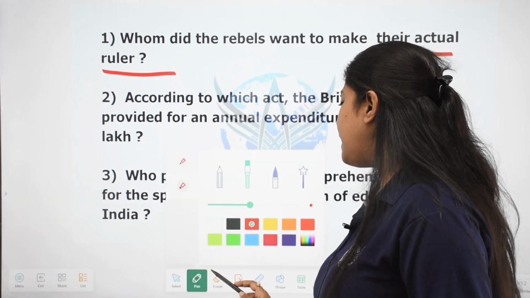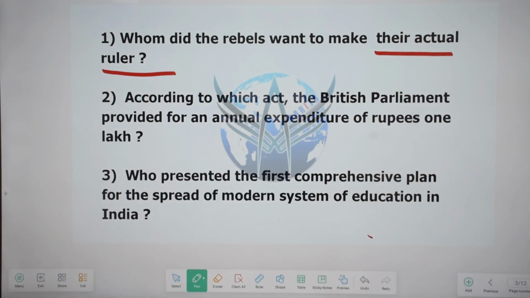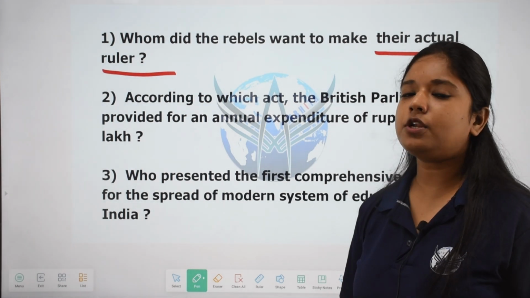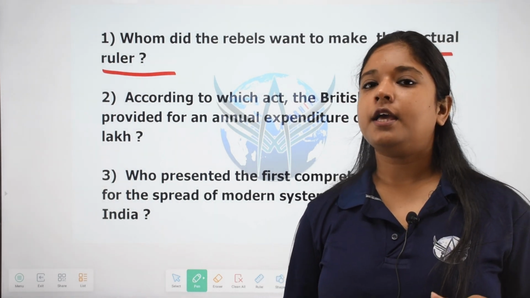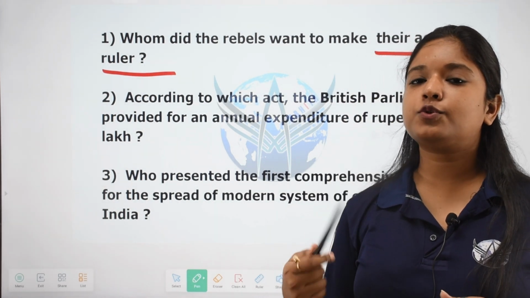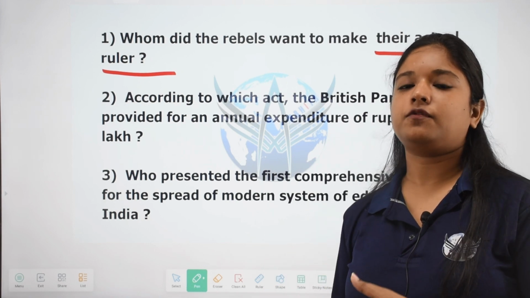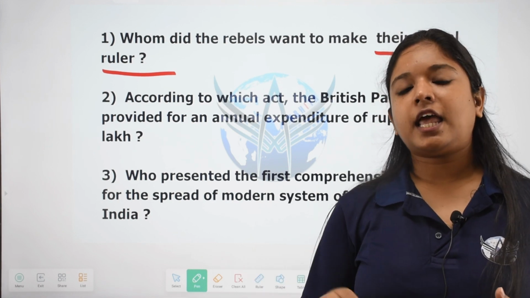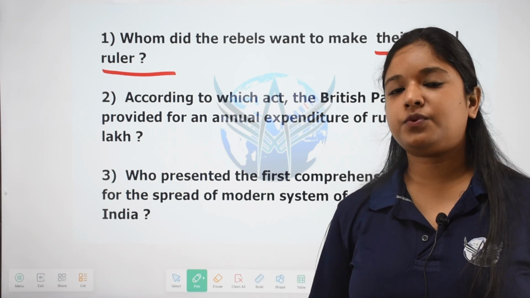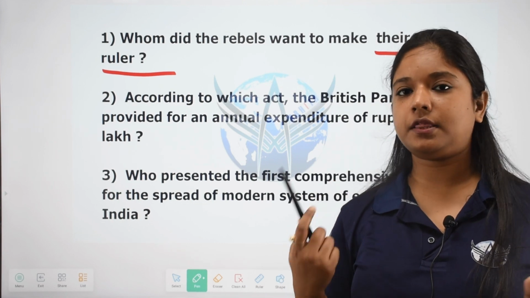All right, next, according to which act the British Parliament provided for an annual expenditure of rupees 1 lakh. So now the British wanted to establish and spread Western education in India. Motive to ki asil? To create a class of loyal Indians, a class of humble Indians that would always remain faithful to the British and help the British in carrying out the administration in the country.